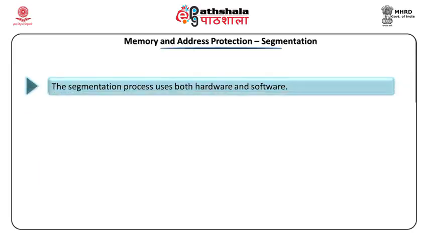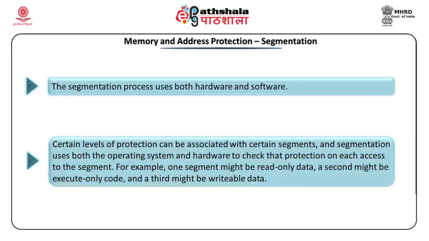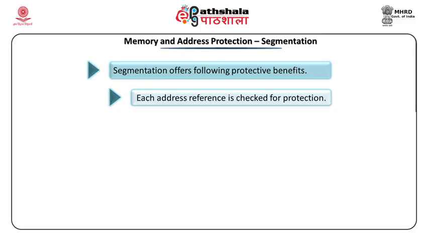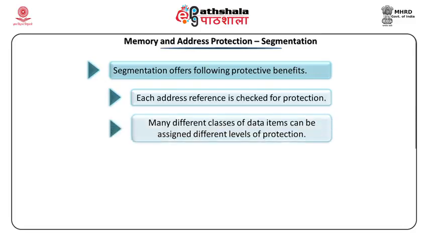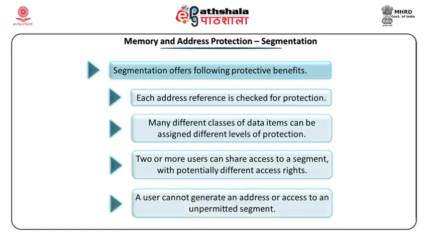The segmentation process uses hardware and software both. It uses both the operating system and hardware to check that protection on each access to the segment. A segment might be execute only, or it may be writable data. What are the benefits of segmentation? Each address referenced is checked for protection. Many different classes of data items can be assigned different levels of protection. Two or more users can share the same segment. There is no need to repeatedly store the segments with different access rights. A user cannot generate an address or access to an unpermitted segment.